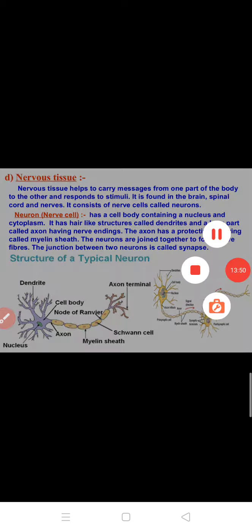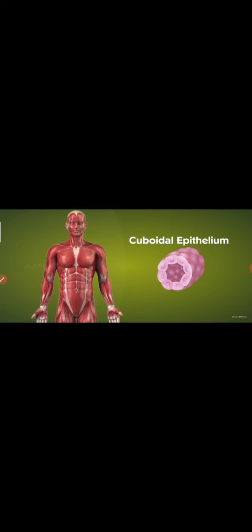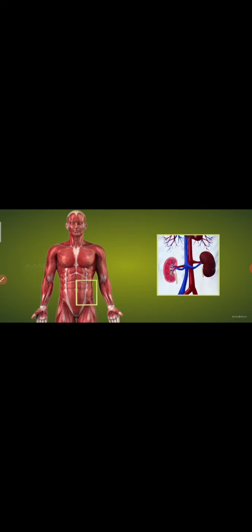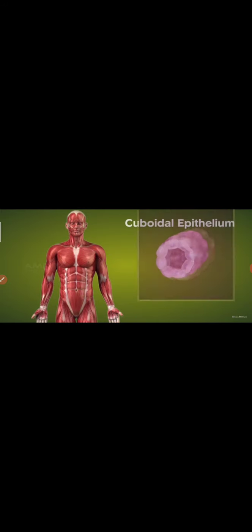That has a cell body containing the nucleus, which consists of a nerve cell on absorption and provides mechanical support. It forms the lining of kidney tubules. It is shaped like a cube.